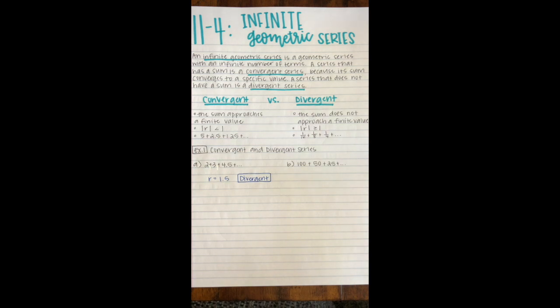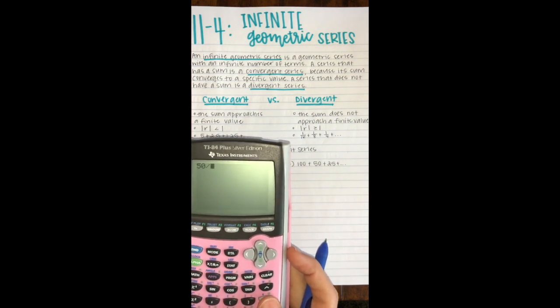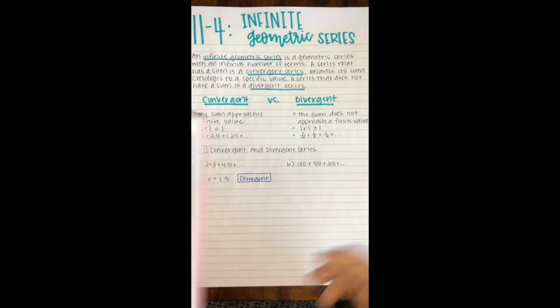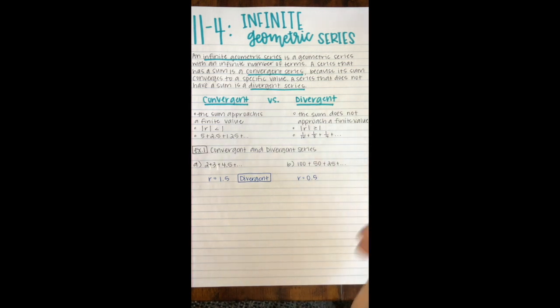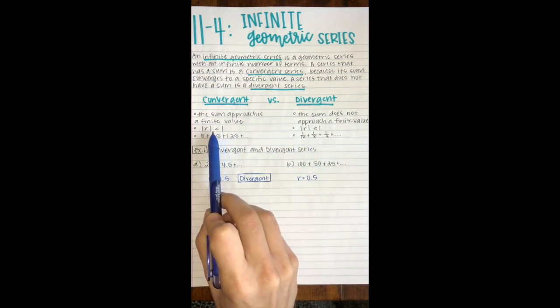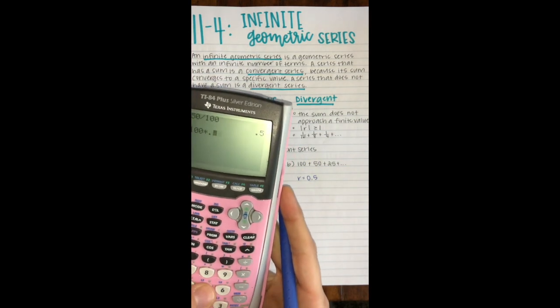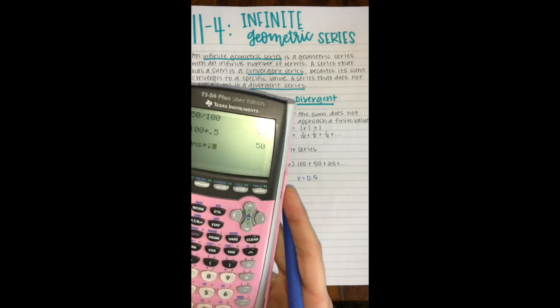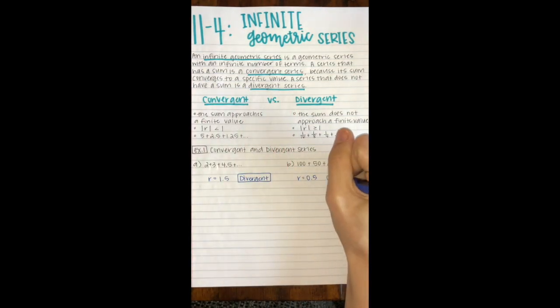For our second series, we have 100, 50, 25. Again, you take the second number, 50, divided by the first number, 100, and we get 0.5. So our r is 0.5. Again, that would be less than 1, so that should be convergent. Let's double check our work: 100 times 0.5 is 50, times 0.5 is 25. So yes, that was the r, it is geometric. And we would say this is convergent because the r is less than 1.